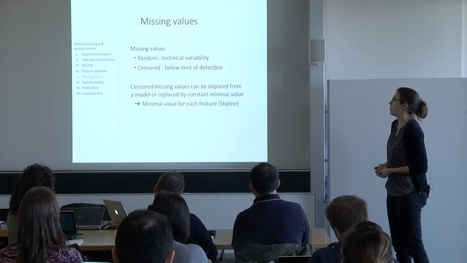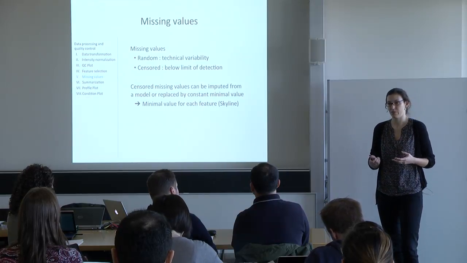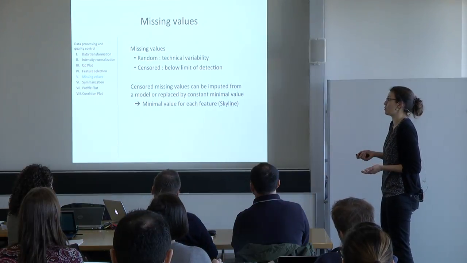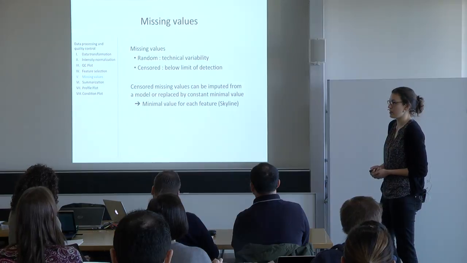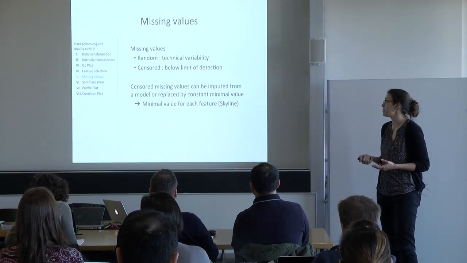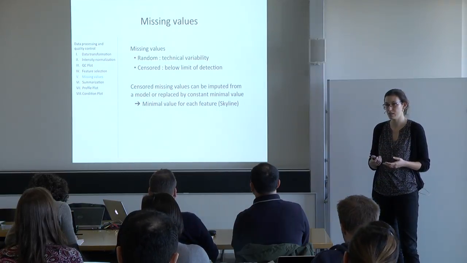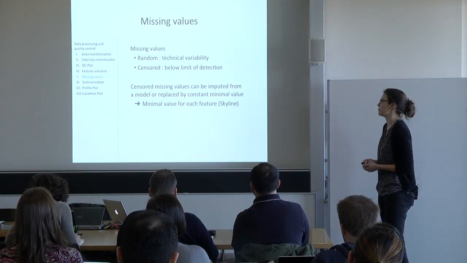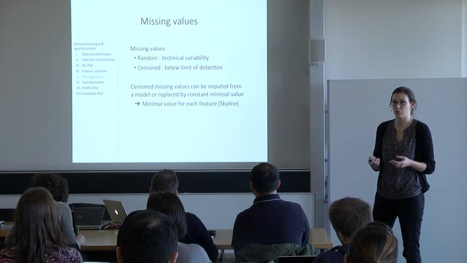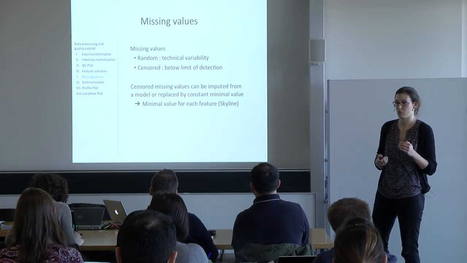After the feature selection, there's an additional step. When you have a data matrix, you have already seen that there are sometimes missing values where you cannot make an intensity estimation because you don't find a peak. Those missing values can have two different sources. One type is a random missing value, which is due to technical variability. The second type is censored values, where the intensity of your feature was just below the limit of detection of your instrument.